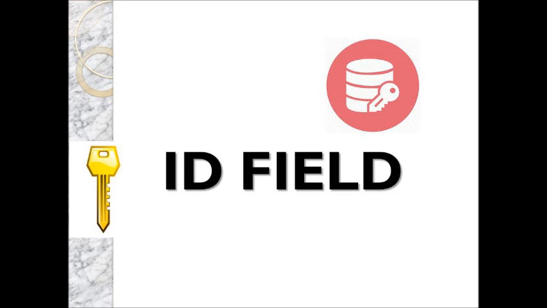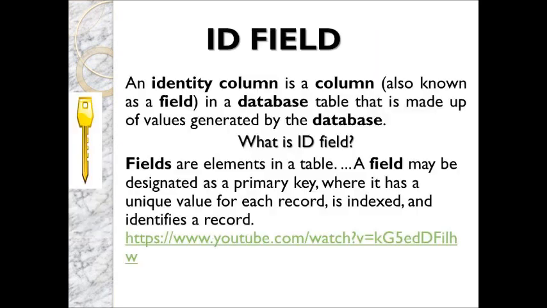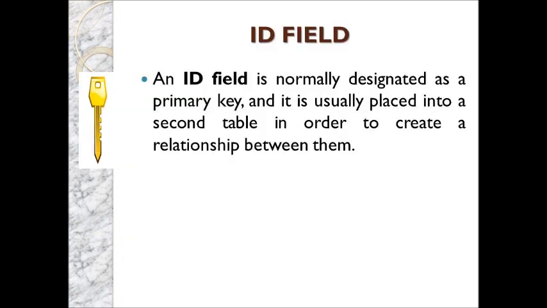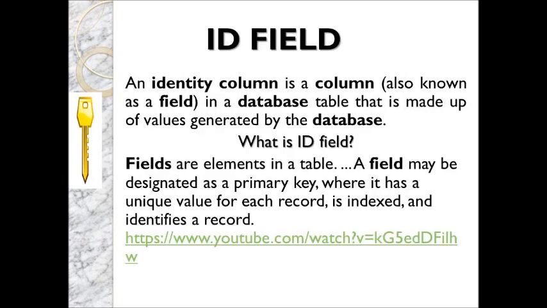The next concept is of ID field. An identity column is a column in a database table that is made up of values generated by the database. ID field basically is designated as a primary key. Primary key is also called an ID field, or ID field can be known as a primary key, where it has a unique value for each record, is indexed and identifies a record.